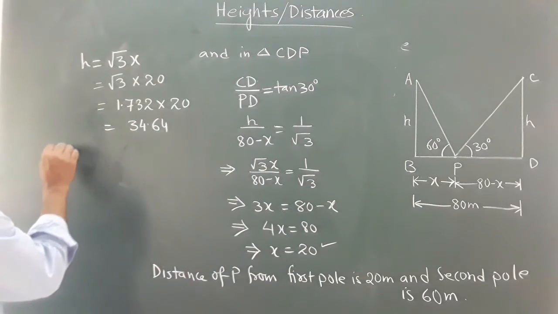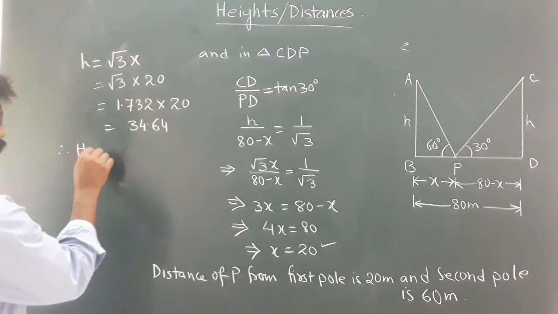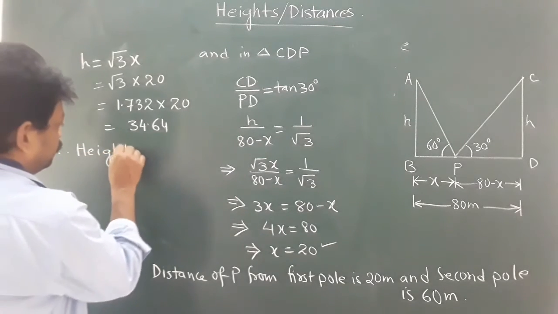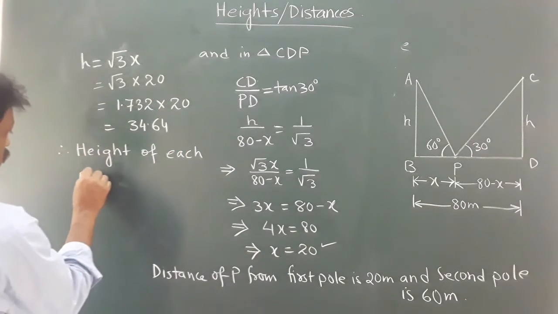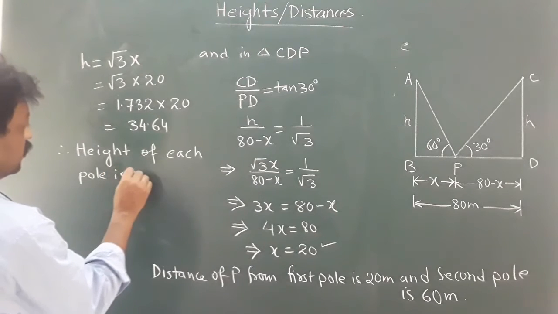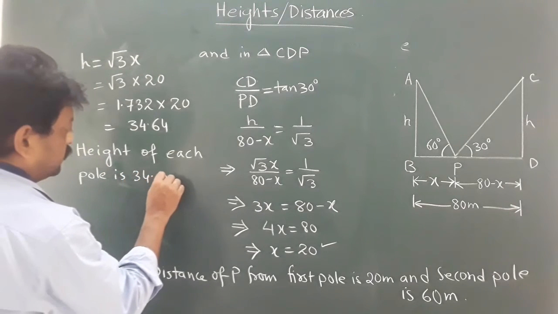Therefore, the height of each pole is 34.64 meter.